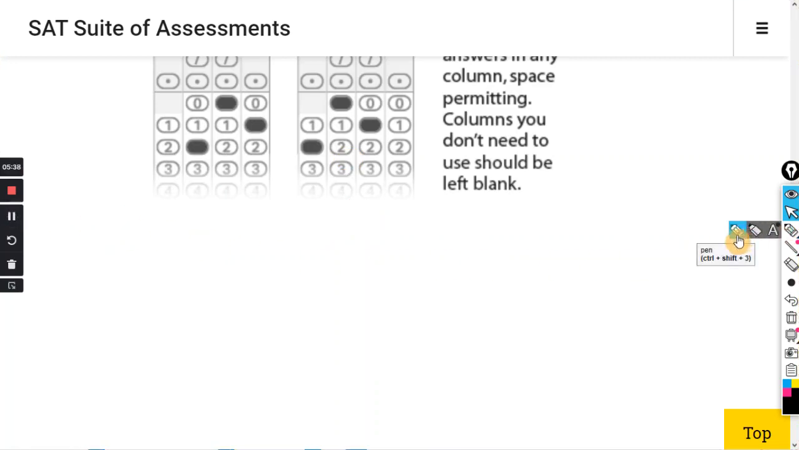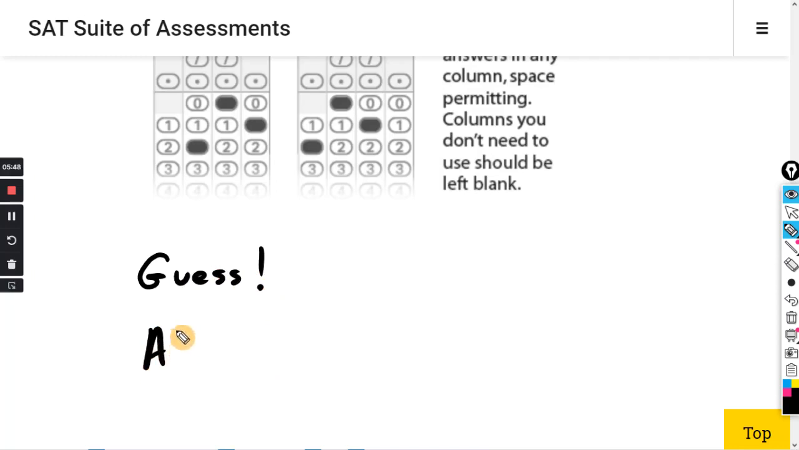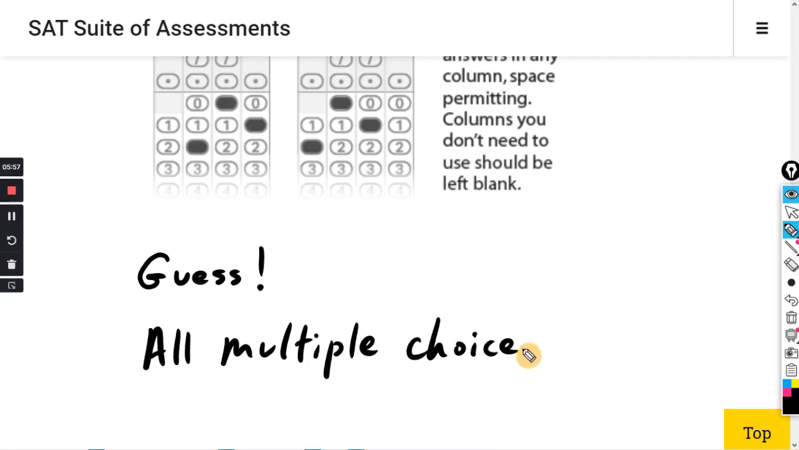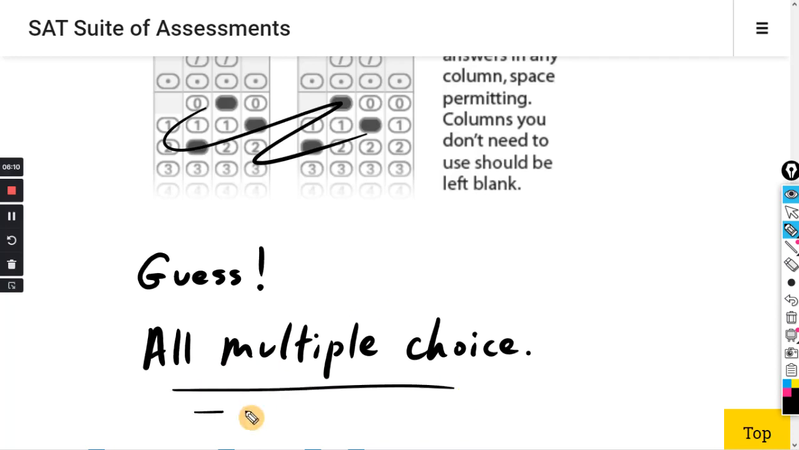And in general, on the SAT test, you want to guess. You want to guess all multiple choice. Okay, please don't leave any answers blank in the multiple choice section. Of course, you can still guess on the grid-in section as well. You can still guess, but it's harder to guess because the number can almost be any positive number. All right, but in the multiple choice section, you definitely want to guess. Don't leave any answers blank.